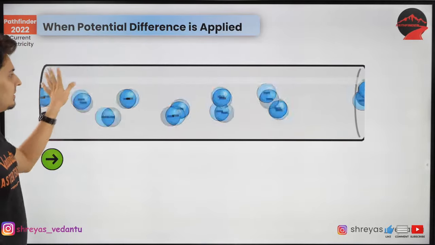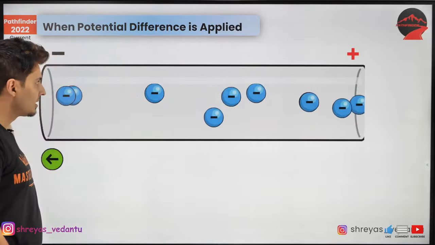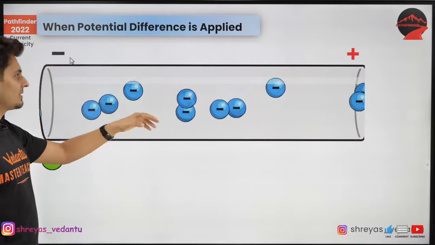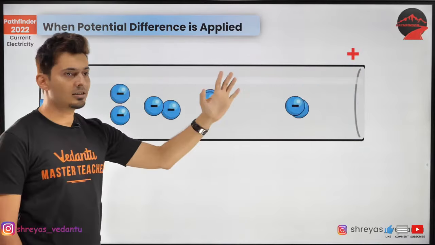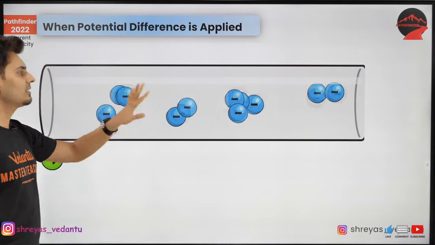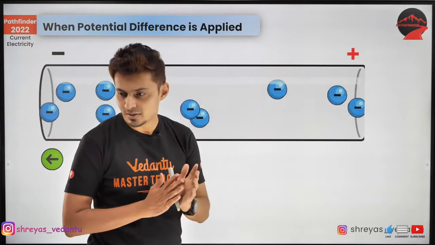If there is no potential difference, these electrons stay there. But the moment you create a potential difference, you will see the charges begin to move. You can see that. Right now, the charges are moving one side. You reverse the potential, the charges move towards the other side. But if there is no potential difference, then the charges on an average maintain their position. Is that clear? Everybody is clear about this?